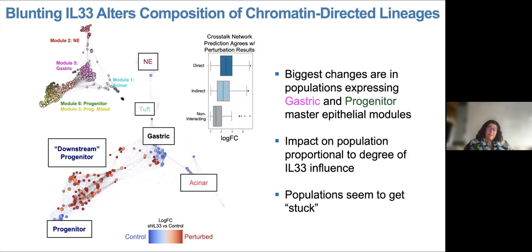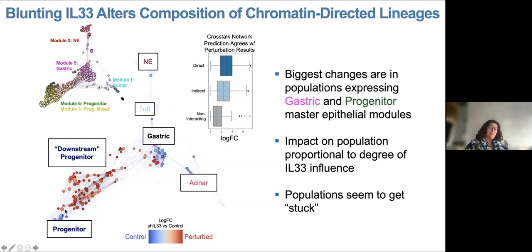And we can now really quantify that and attach a significance and say, okay, we had this module of direct and indirect and non-interacting populations with IL-33. The direct interactions changed the most. Their population frequencies changed the most dramatically and most frequently. There is an impact on the indirect, not as much as the direct, but quite significant. And there's no impact on the non-interacting modules, really showing that the cells that we predicted to respond based on our communication modules are really the ones that are responding.